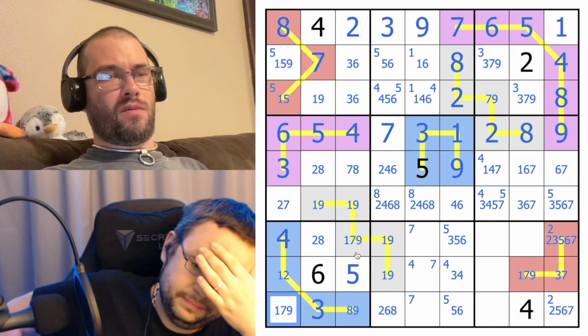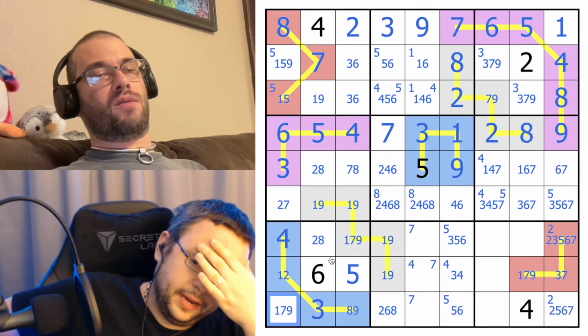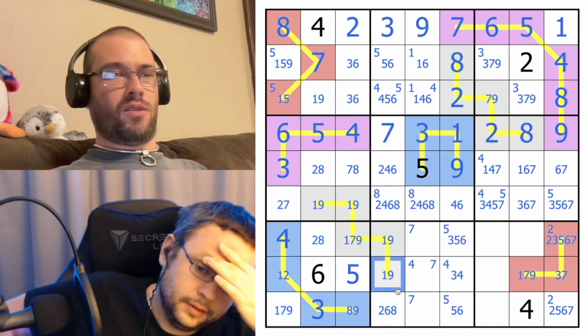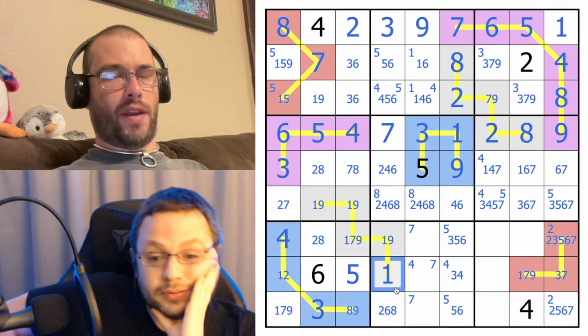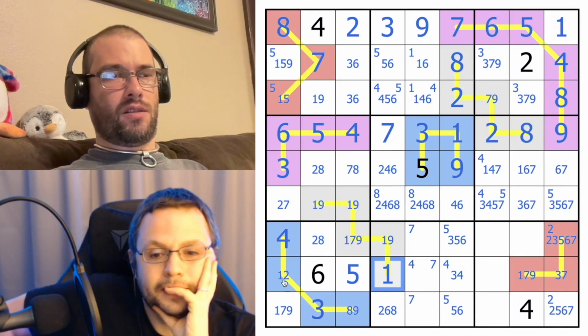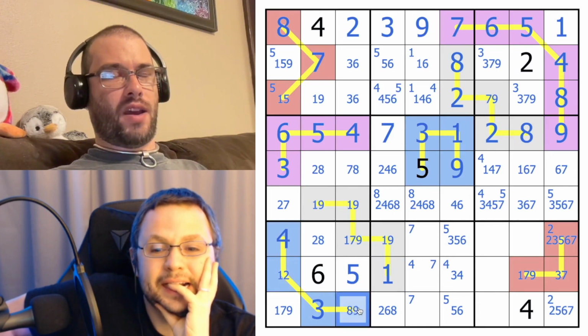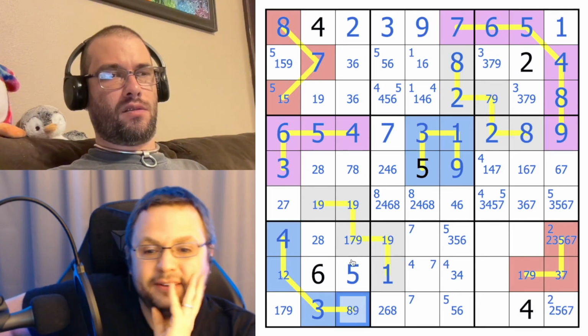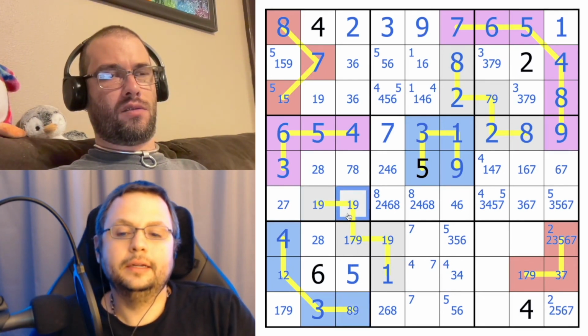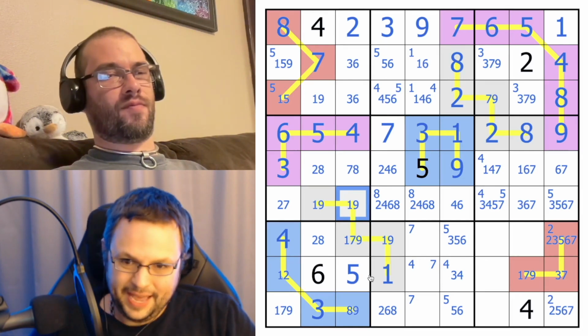Got it. Row 8, column 4 can't be a 1. Okay, if that's a 1... Oh, 2, 9. But the palindrome means that there's a 9 looking at it already. Yep. That's going to be the key.